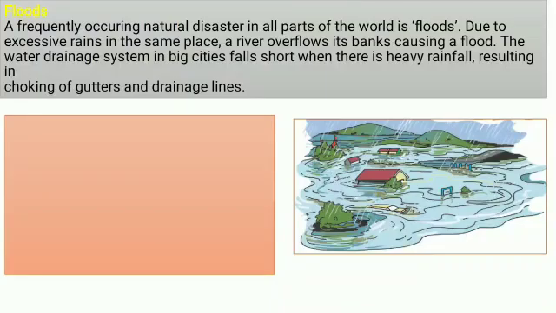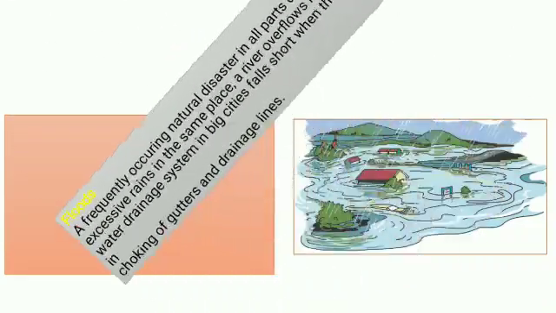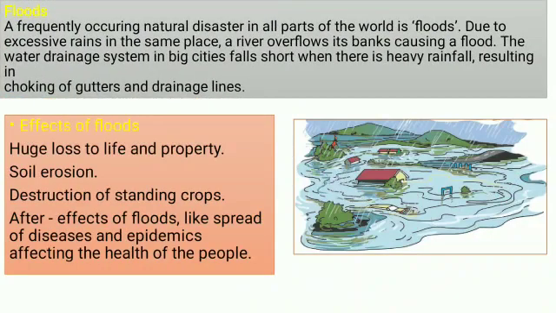The first disaster we study is floods. As you see in the picture, many houses are sinking in the water. Floods are a frequently occurring natural disaster in all parts of the world. A flood is caused due to excessive rains in the same place. A river overflows its banks, causing a flood. The water drainage system in a big city falls short when there is heavy rainfall, resulting in choking of gutters and drainage lines.